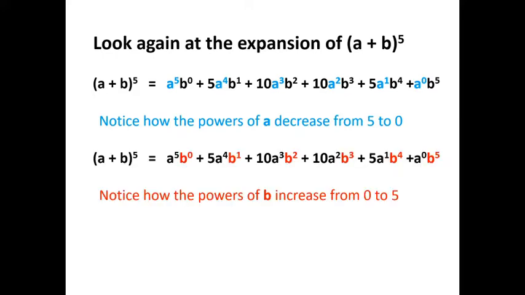Let's now look at the b terms. You can see that they now increase in power from 0 to 5. If you look at any term in the expansion, you'll see that the powers add up to 5. So, for example, in the second term, 5a to the power 4b to the power 1. Notice that the two powers, 4 and 1, add to give 5, which is the power of the original bracket.